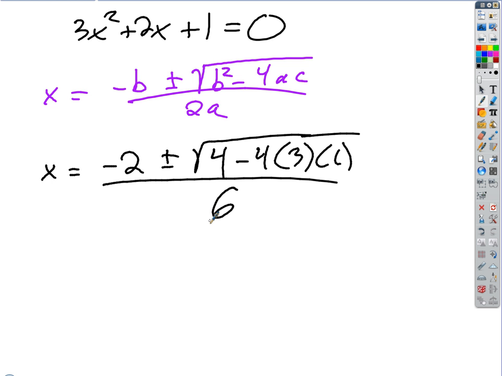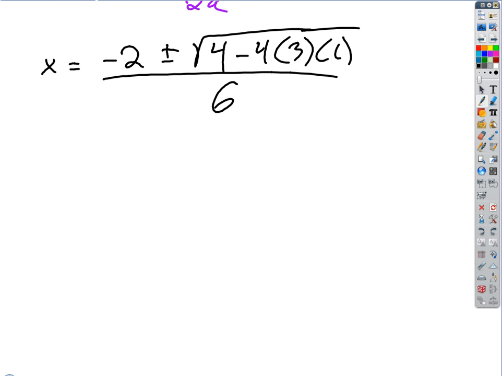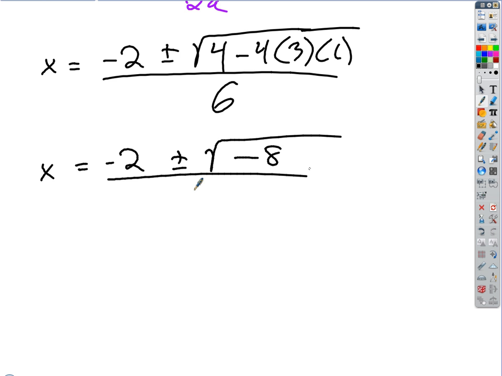To make this a little easier, we have a little trick. When I'm subtracting 4 times 3 times 1, how many negative numbers are there in that product? It's an odd amount, 1, so the sign of that product must be negative. So you're going to get an i. We get x equals negative 2 plus or minus the square root of negative 8. 4 minus 12 is negative 8, right? Over 6. But we're not done yet.